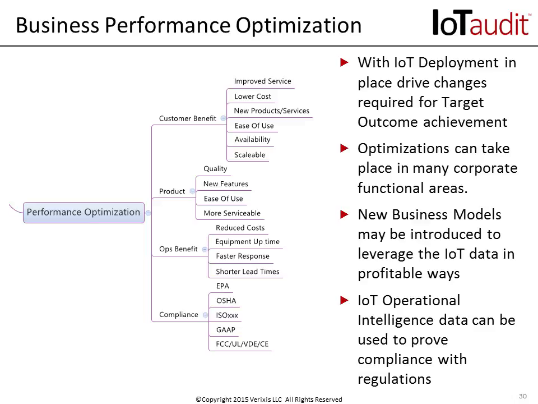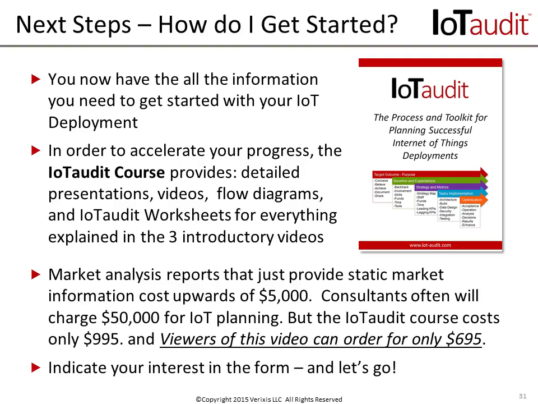One of the cool things about this, of course, is that you may be able to create new business models and introduce those to leverage the IoT data in profitable ways. And this can happen more than the original target outcome. Once this is in place, you'll probably be able to leverage the data in many new ways. And you can also, of course, use your operational intelligence data to prove compliance with regulations. So we talk a great deal in the IoT audit course about taking final action around your IoT implementation, because this is really what it's all about. It's why you're spending the money and putting everything in place: to optimize your business.